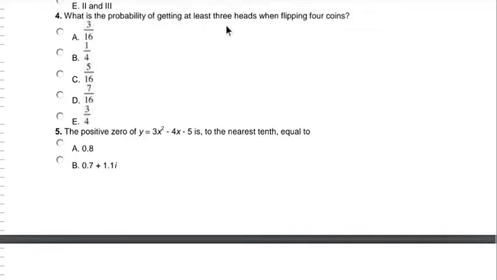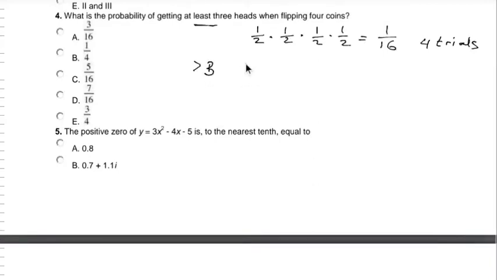What is the probability of getting at least 3 heads when flipping 4 coins? So let's look at least 3 heads. So that would mean that if you had 4 options, remember it's a half for each option when you're flipping a coin, which is not biased. So that's 1 in 16 for four trials. Alright, so if it's at least 3 options, so greater than the number of options, that would mean probability of 3 or 4.